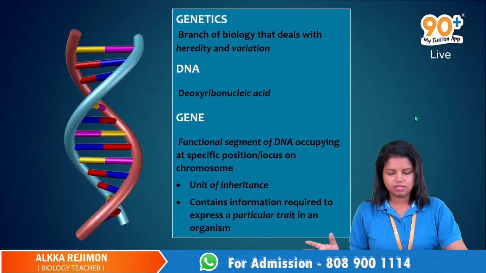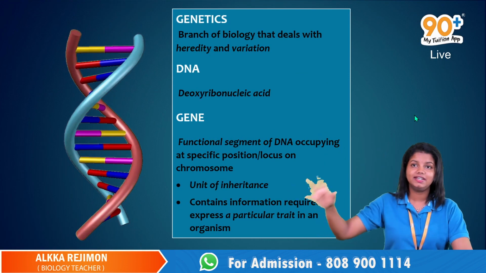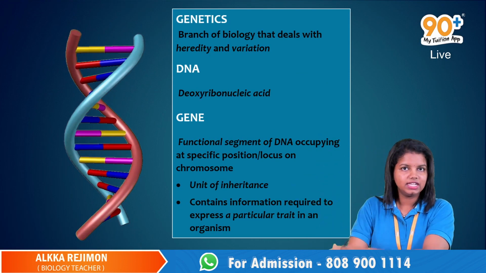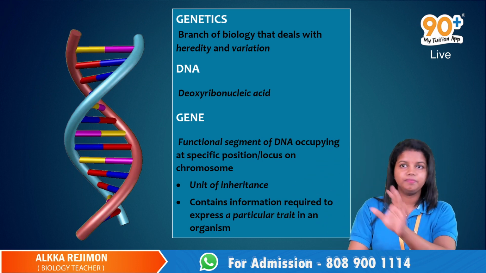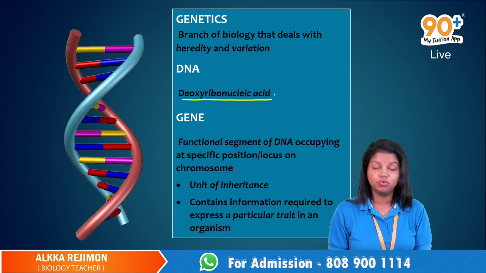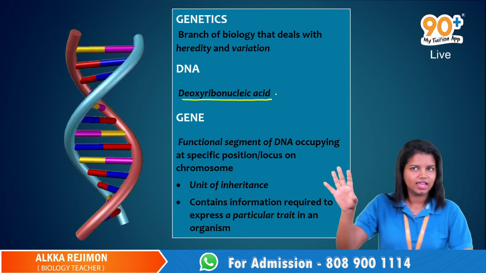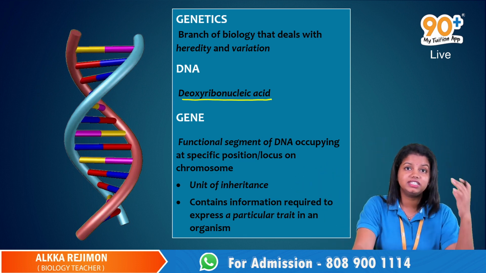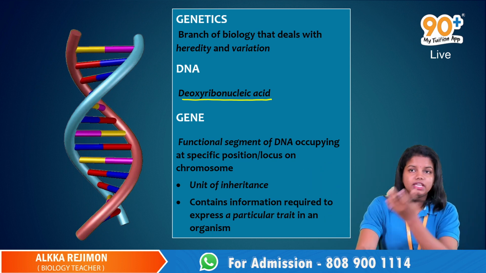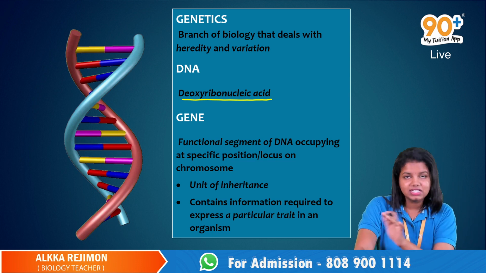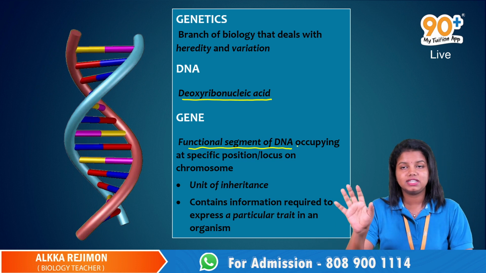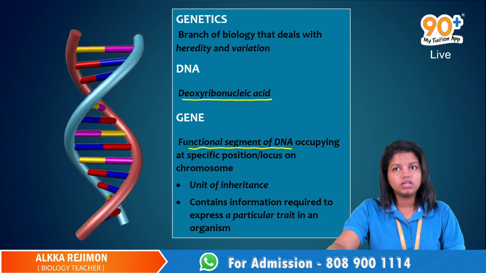Now some other terms are here. Genetics, DNA, gene. Genetics is the branch of biology which deals with heredity and variation, while DNA is nothing but deoxyribonucleic acid, or nucleic acid, and this DNA can be seen inside the nucleus of a cell. That's it. Then going on to gene: a gene is the functional segment of a DNA which occupies a specific position or a locus on a chromosome.